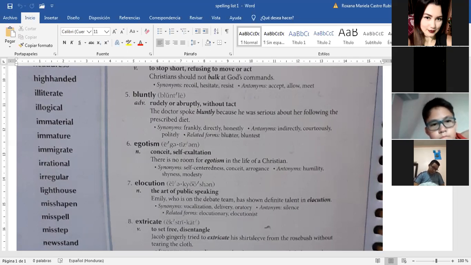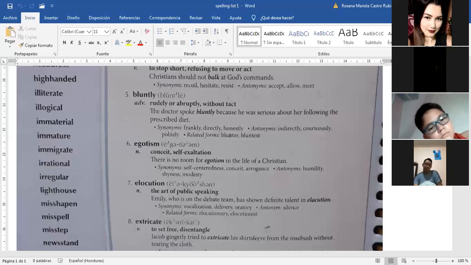Okay. Now the number 2. Listen. The harder Joshua tried to, and there we have the word, the missing word. Again, the harder Joshua tried to himself from the collapsed tent, the more he became entangled in its loose folds. He was trying to take out something. Extricate. Exactly, extricate.